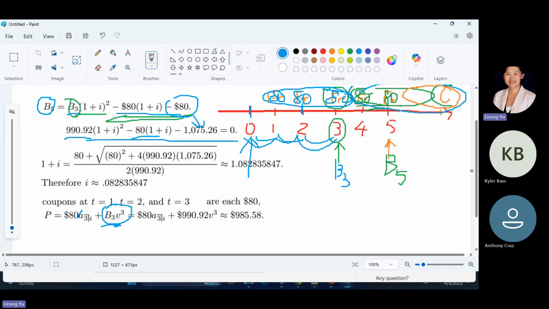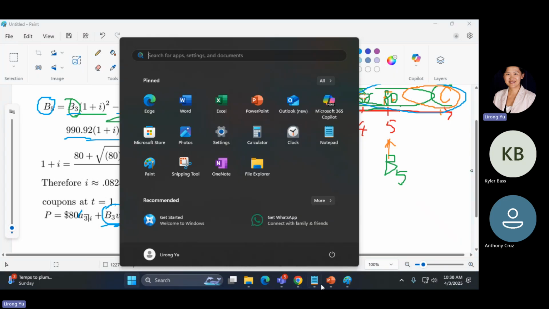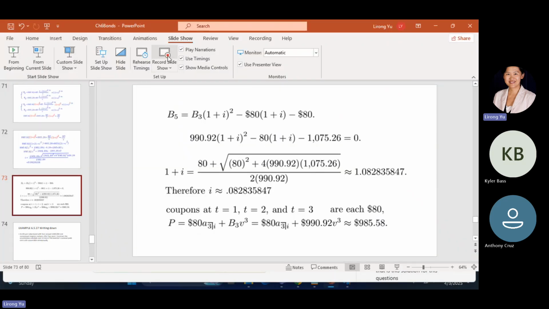You can see that it's actually lower than the B3 because this is a bond that's sold at a discount. And that is the solution for this question. So it's one of the discount scenarios.